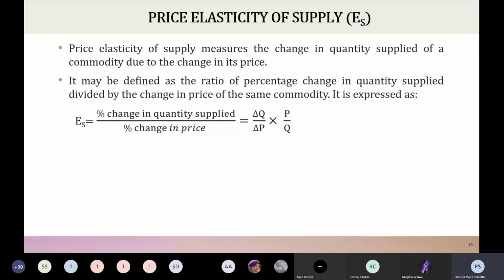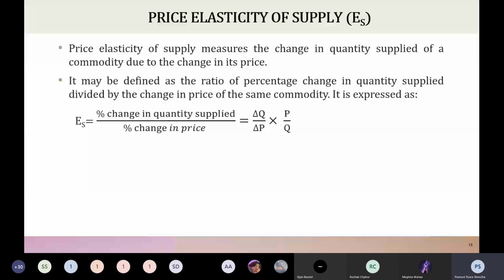The next step of this formula derivation is change in quantity supplied upon initial quantity supplied, whole upon change in price divided by initial price. And the next step is delta Q by Q upon delta P by P. And finally, the last one written in the slide, delta Q by delta P into P by Q. This is the last step of this formula derivation.